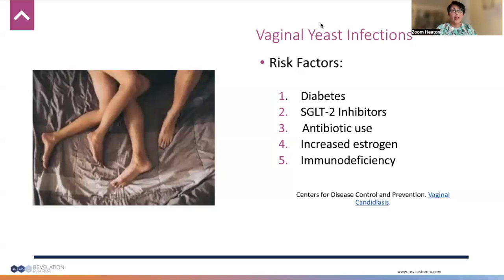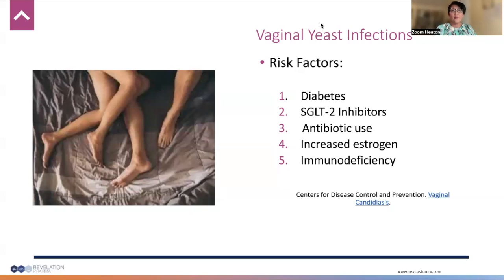Increased estrogen. Having an increased endogenous estrogen level raises the risk of vaginal yeast infections. For instance, pregnancy, those taking high-dose estrogen birth control pills, especially the older birth control pills, because there are higher estrogen levels in those, and women on hormonal replacement therapy are at a higher risk than others.